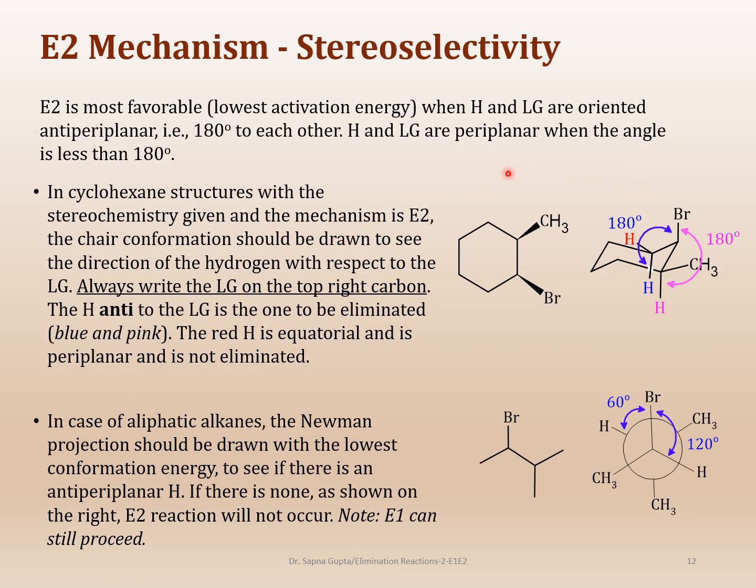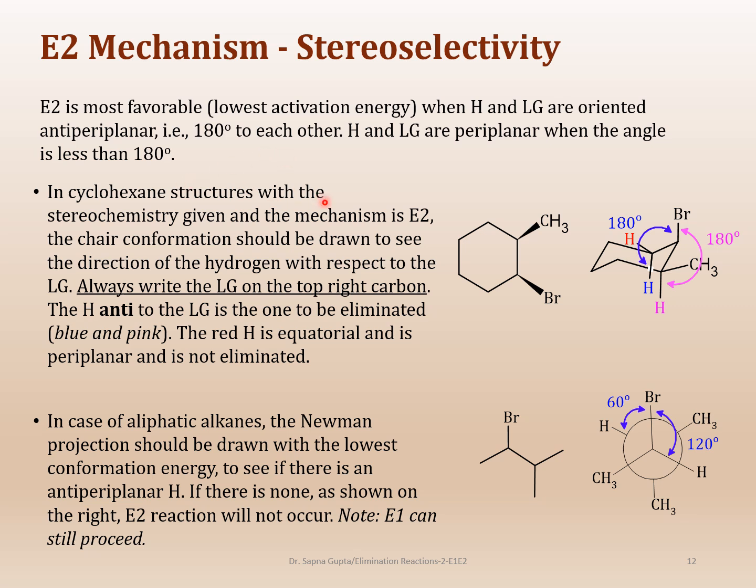Now for stereoselectivity. Stereoselectivity is primarily for E2 only. This is not so much for E1, because the E2 mechanism is where everything is happening at the same time, right? Both the base and the substrate are involved in the transition state. In an E1 mechanism, that's not what's happening. You form the carbocation first. So this stereoselectivity that I'm going to mention is only for E2, not for E1.